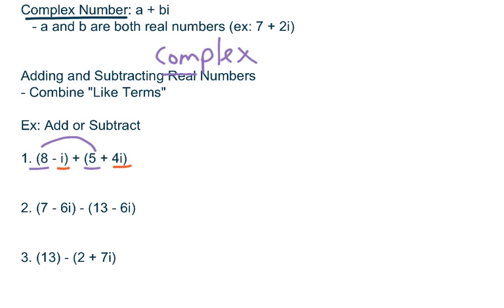So 8 plus 5 would be 13, and we've got negative i plus 4i. Negative 1 plus 4 is positive 3. So 13 plus 3i, that's your final answer right there. We've added the two numbers together.